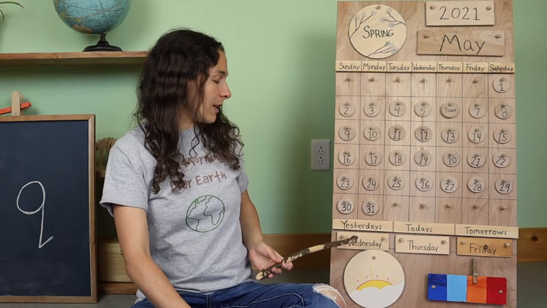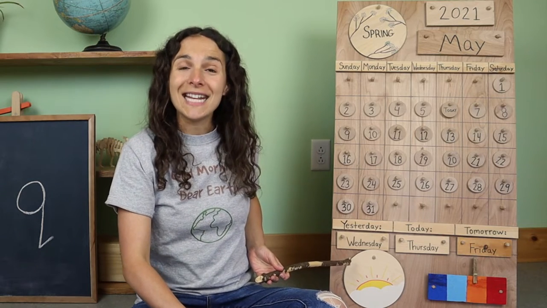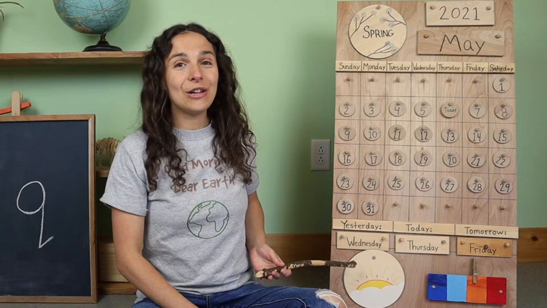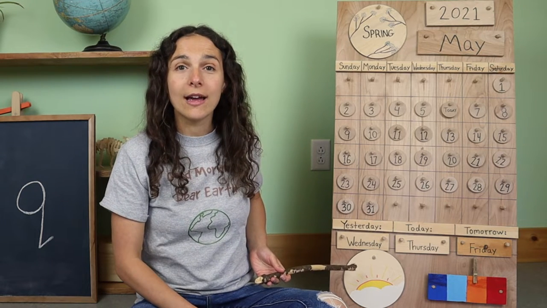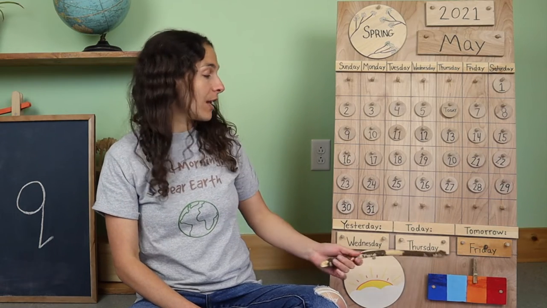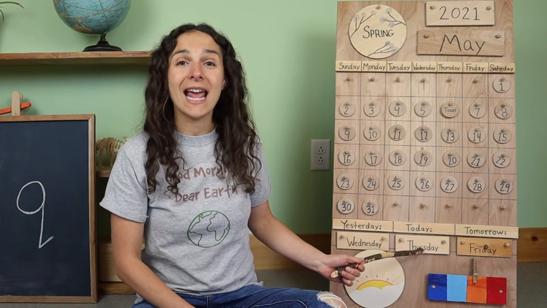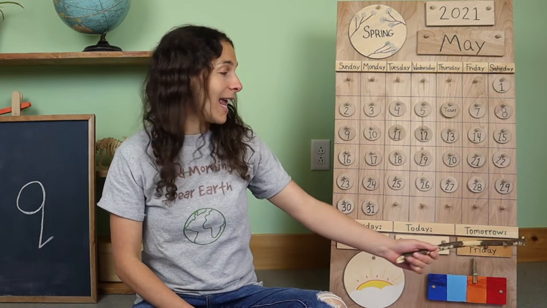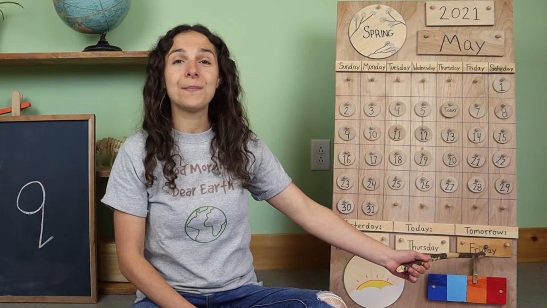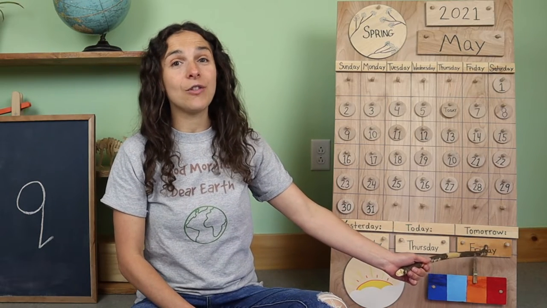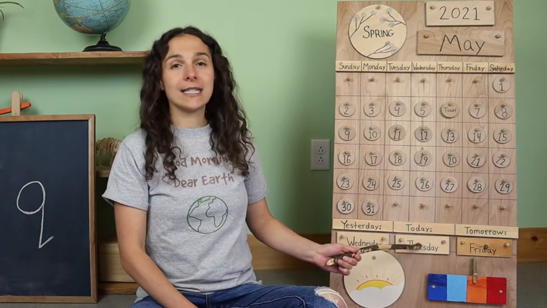Let's travel down to the bottom of this chart. This says that yesterday was, here's your clue, what? Wednesday. Yesterday was Wednesday. So that means that today is Thursday. And tomorrow will be Friday, the last day of the weekday. Let's go back to today.